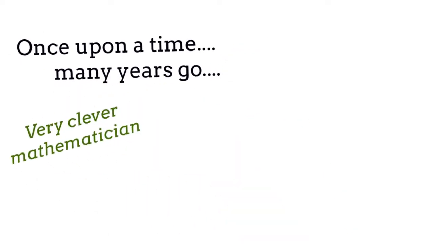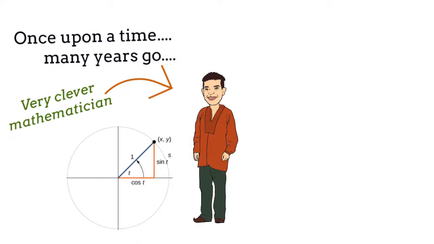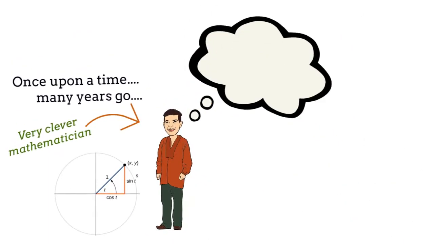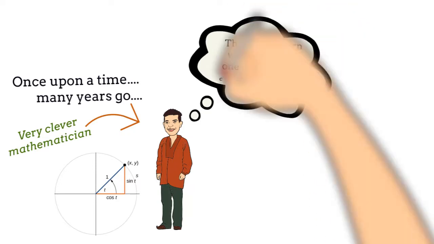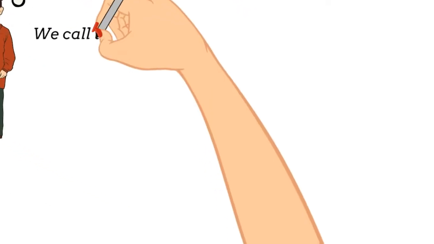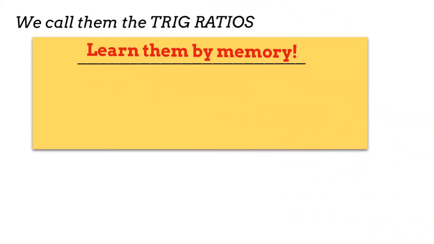Once upon a time, many years ago, there was a very clever mathematician, and he would spend his days doing many calculations trying to find unknown angles and lengths in a triangle. One day he made the discovery that there is a pattern when we divide one side of a right angle triangle with another side. Now I won't bore you with the ins and outs and all the details of this extraordinary discovery. I'll just tell you what you need to know, and we call them the trig ratios. You need to learn them by memory, so you might want to take a deep breath.